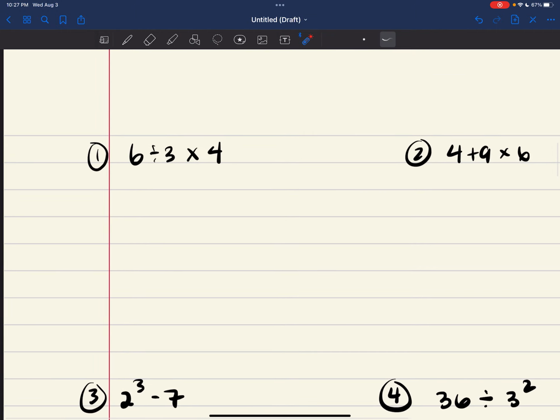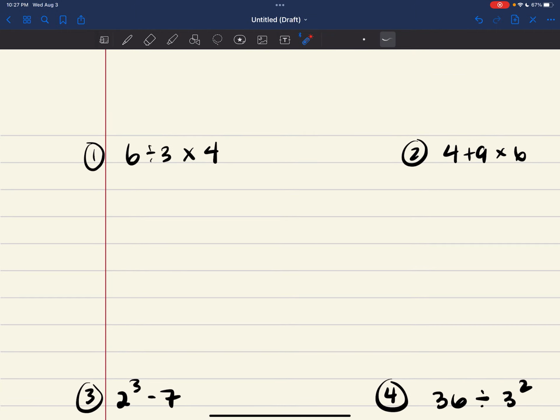We have number 1, we have 6 divided by 3 times 4. What I always like to do is I'm going to write PEMDAS, all right? So I write PEMDAS, and then I say, okay, well, do I see parentheses? That's my first step. Well, I don't see parentheses, so I'm going to go ahead and cross that out. Do I see an exponent? Exponents, again, those are the numbers that are being raised to some sort of power. I don't see any exponents, so I'm going to go ahead and cross that out.